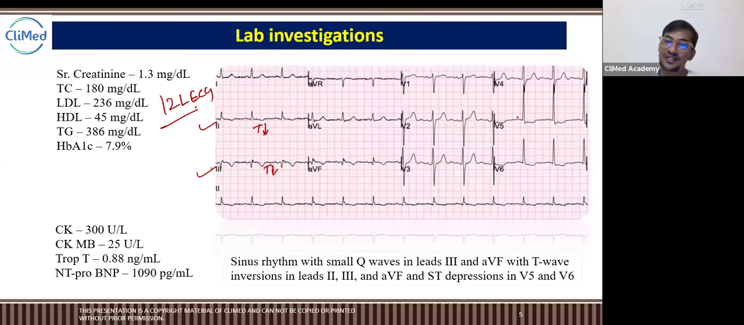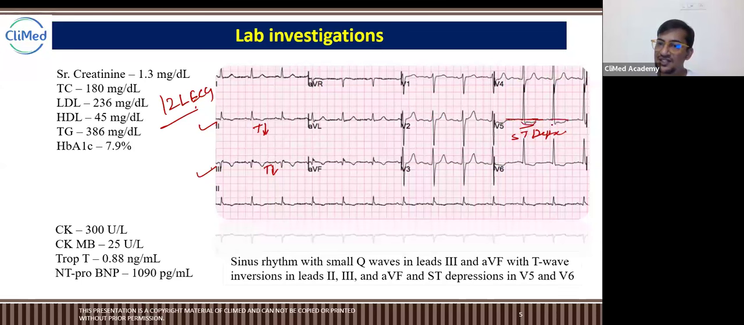In V4, V5, and V6, if you look at V5, this is ST depression. ST is going down compared to the baseline. Look at this, this is the baseline, and ST here is going down. Here also, look at this.